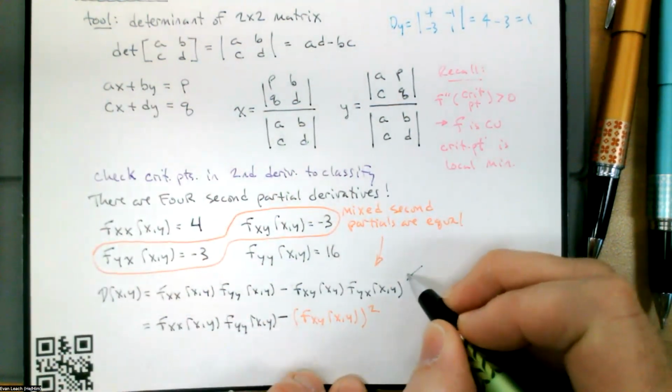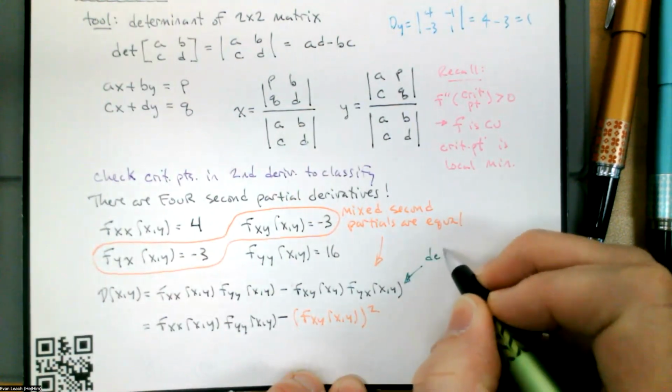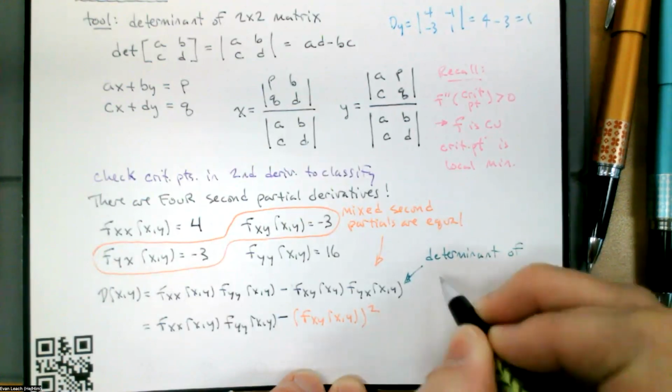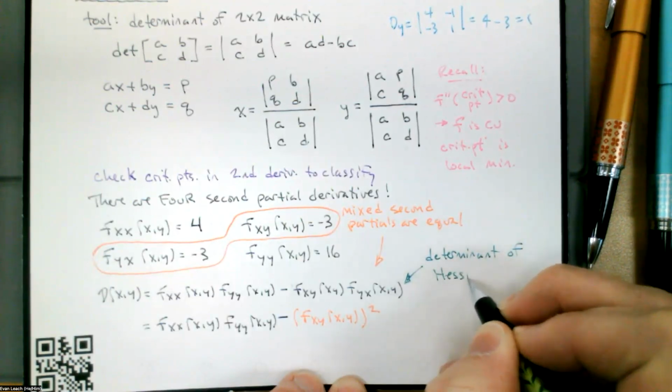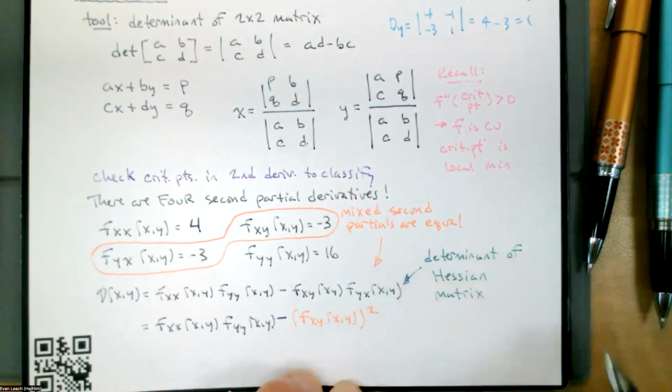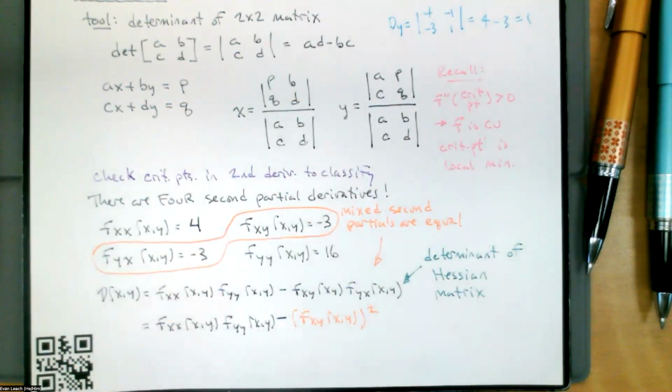So this is the determinant of the Hessian matrix. It's just a way to organize the mixed second partials. fxx, fxy, fxz, fyx, fyy, fyz, fzx, fzy, fzz, and so on.